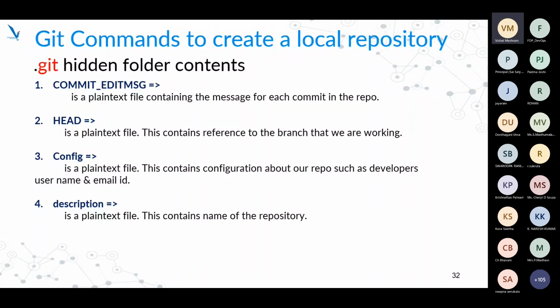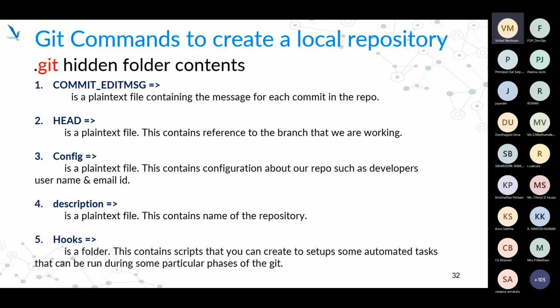Once again, I repeat what we are discussing: the contents of the .git hidden folder. These are the files and folders of your .git hidden folder and their meaning. Then there is a very advanced concept, hooks. You should just know this. This is a folder which contains scripts. If you want to automate certain tasks inside Git, you can use these scripts, and they are stored inside the hooks folder.